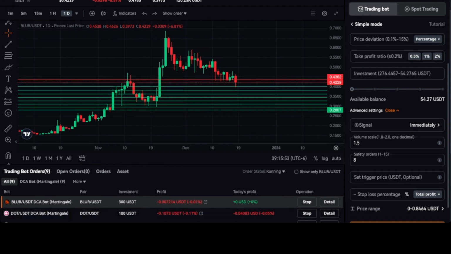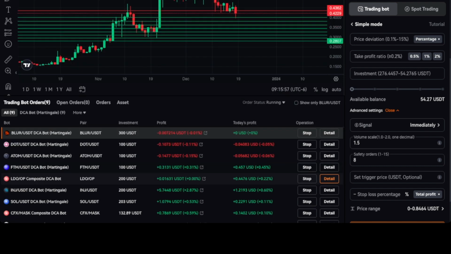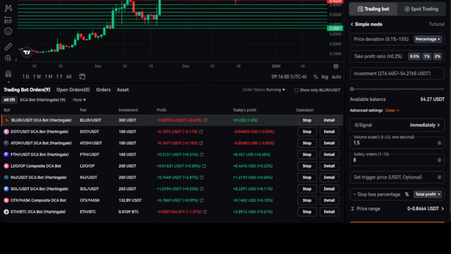Going with some of my other coins, you can see where my DCA Martingale bots are doing fairly well, even with yesterday's kind of dip and whatnot. You have today's profit, you have your total profits. A lot of them that have been holding for extended periods of time are green. I have 1, 2, 3, 4, 5 of them that I've been holding for about a week. They're all green. These two I started yesterday just to kind of test things out.